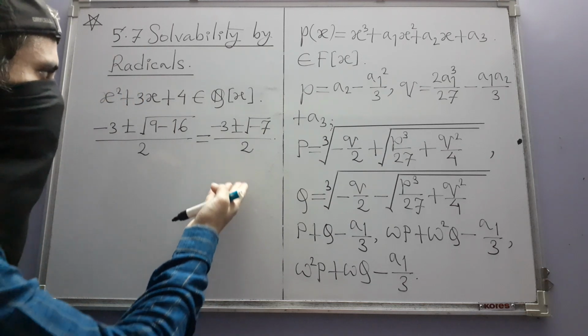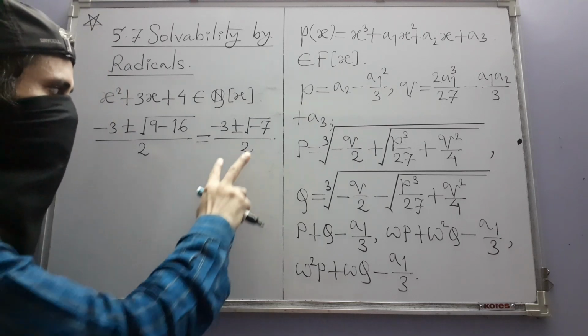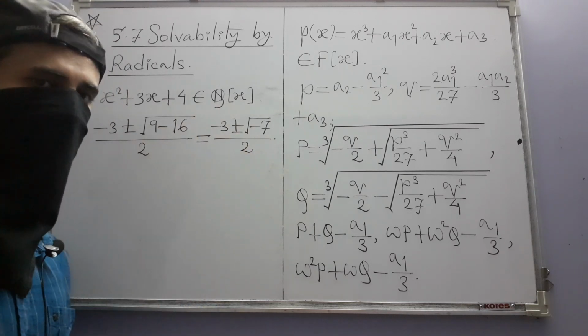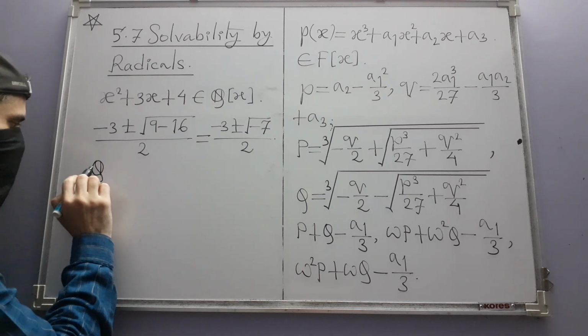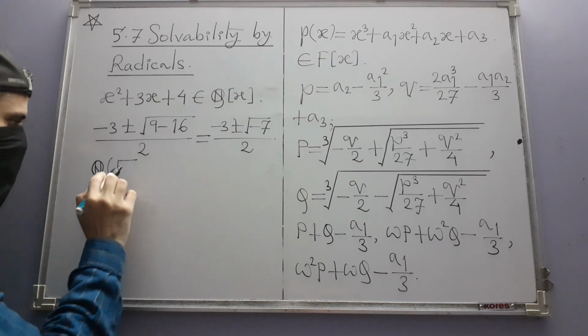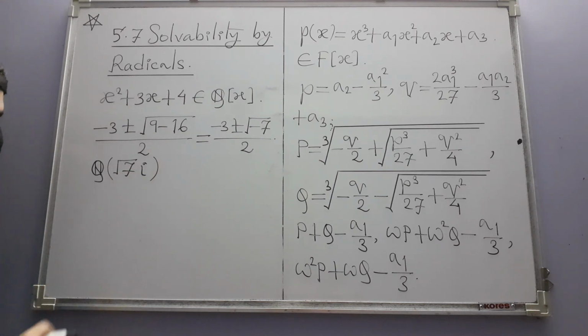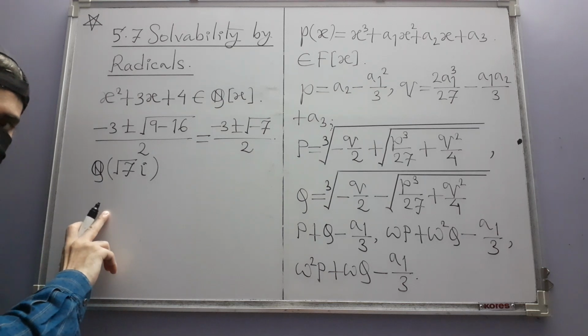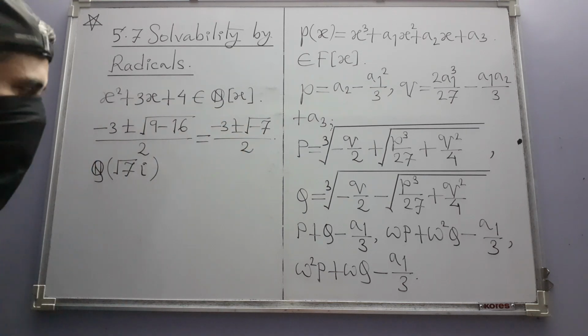Now, obviously you can see that none of these two roots is a rational number. Both of them lie outside the base field Q. However, if you adjoin this number, square root of minus 7, or in other words, square root of 7 times i, to the field of rational numbers, then this extension has both the roots.